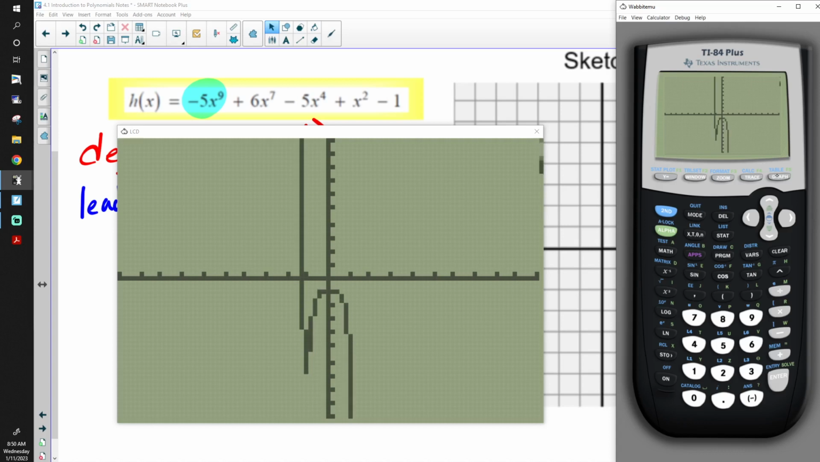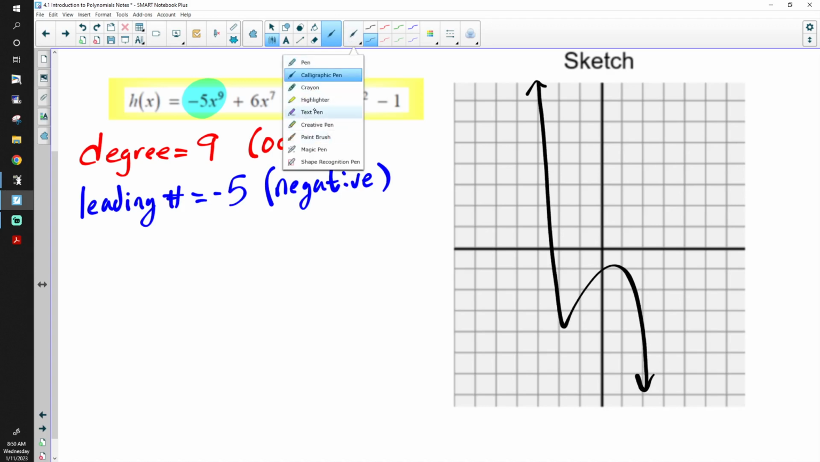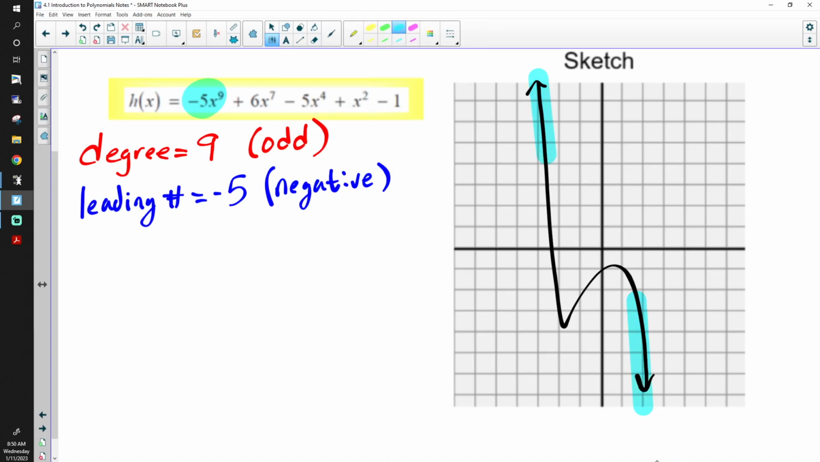And just like we said, the left side goes up and the right side's going down. The middle looks a little wonky there for sure, but the left is going towards positive infinity and the right is going towards negative infinity. Just like that. Again, it's a sketch. You don't have to worry about sitting there and making it perfectly accurate. My left side is going up. My right side is going down.